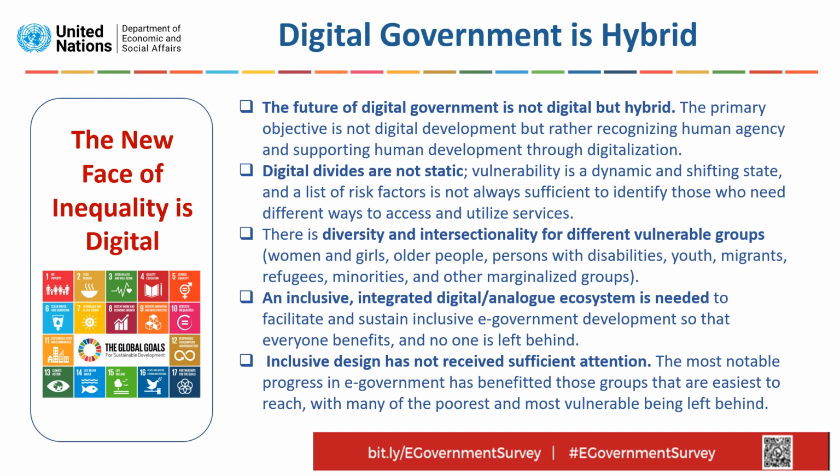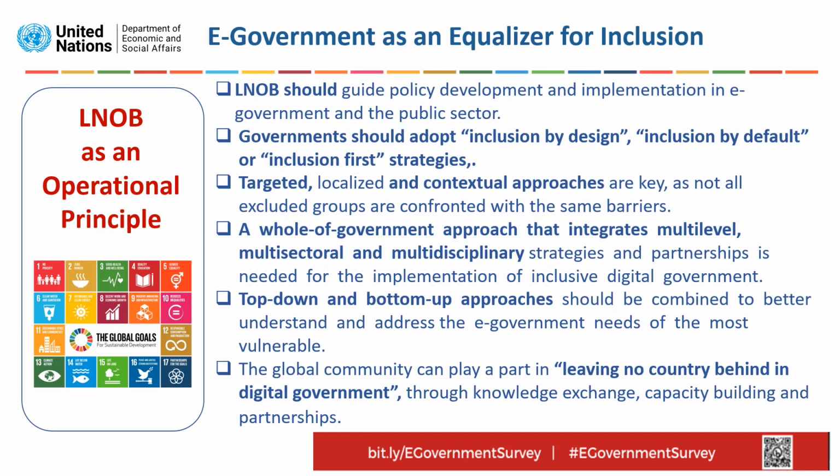The global community can contribute to leaving no one behind in digital government through knowledge exchange, strategic partnerships, and collaborative capacity building. And the digital government should work always as an equalizer for inclusion. To do so, leaving no one behind should guide policy development and implementation in e-government and the public sector. A whole-of-government approach that integrates multi-level, multi-sectorial, and multidisciplinary strategies and partnerships is needed for the implementation of inclusive digital government.